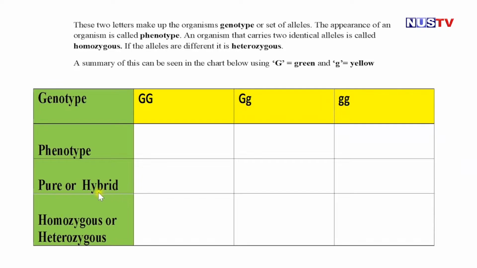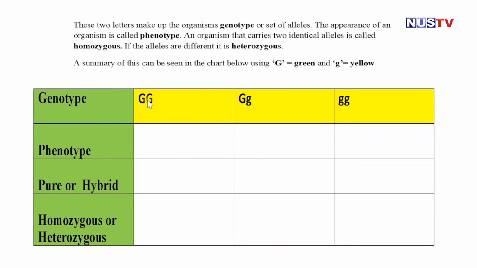Hybrid. Homozygous, an organism that carries 2 identical alleles is called homozygous. Homo means same. Yeah, this is homo. This is another homozygous. If the alleles are different, it is heterozygous. This is heterozygous. Okay, let's start filling in the gaps.